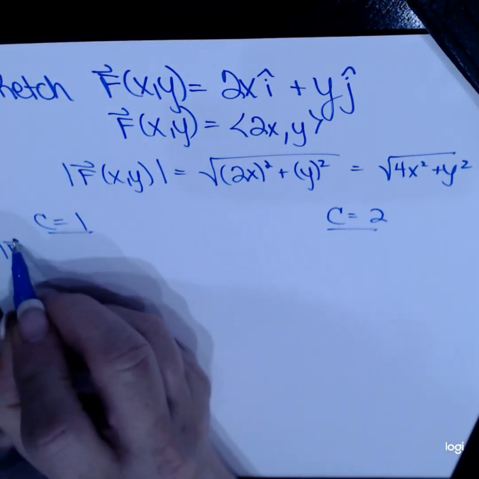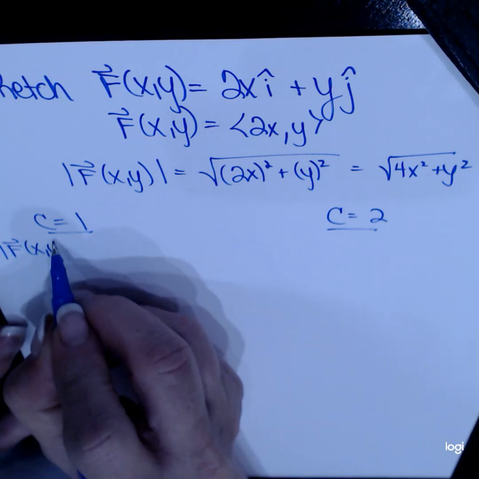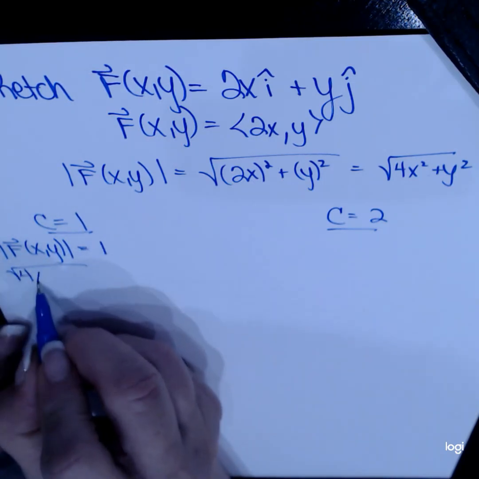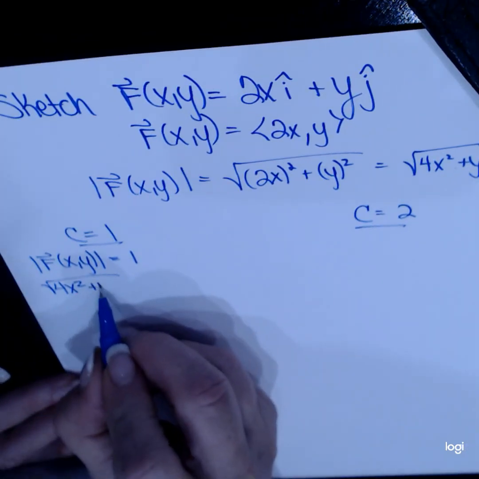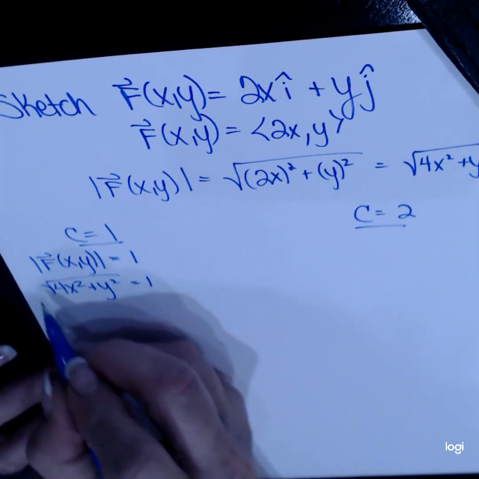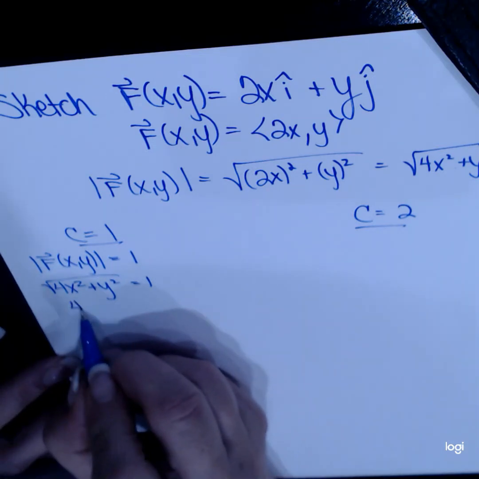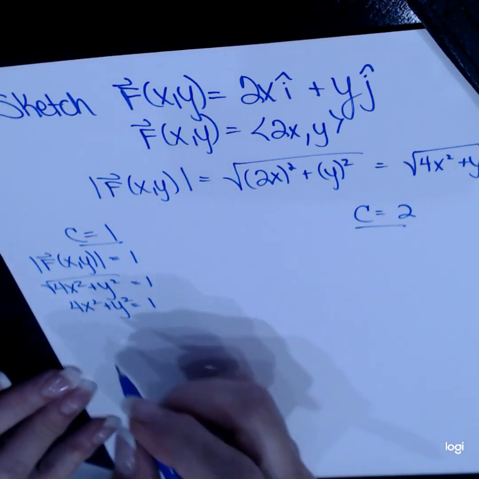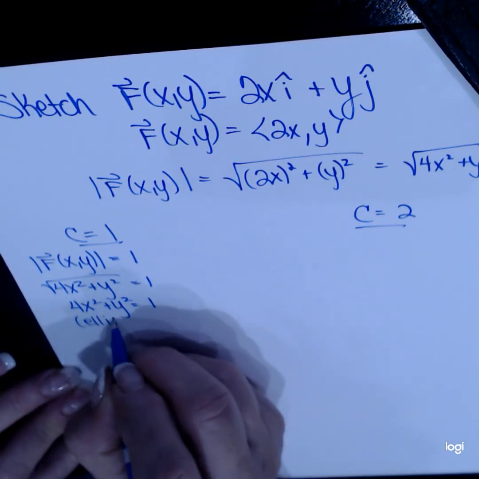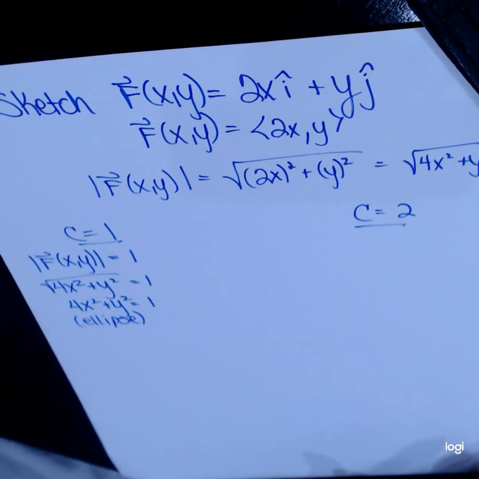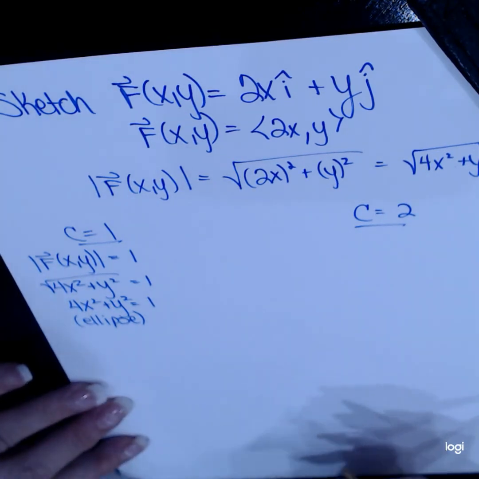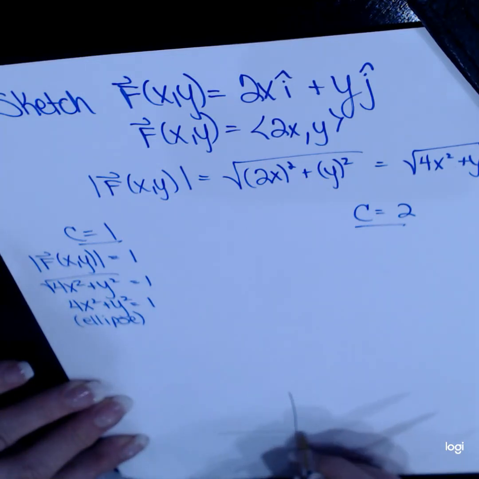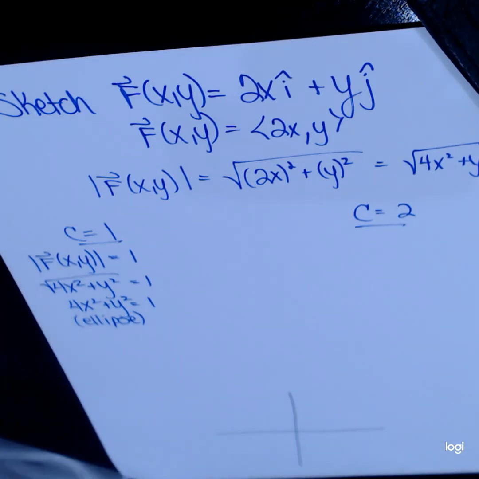So for the first one, again, remember what we're doing: we're setting this magnitude equal to 1. So we've got the square root of 4x squared plus y squared equal to 1. You're going to want to square both sides, which gives you 4x squared plus y squared equals 1. And this actually gives us an ellipse. We don't really have to make a huge deal out of this; I think we can do this without going through a whole issue on conic sections.